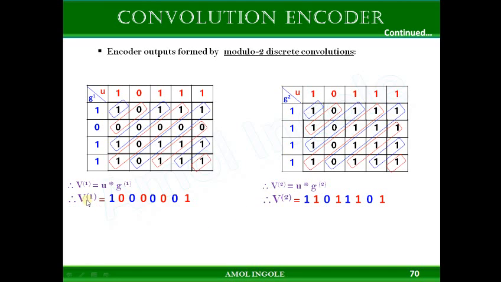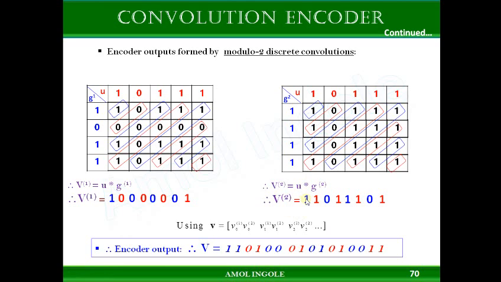Once you get V1 and V2 using this technique, you can now write the combined output V of the encoder by taking one bit at a time from V1 and V2 simultaneously. So the first two bits will be 1 1. That's how you can write the output of the encoder.